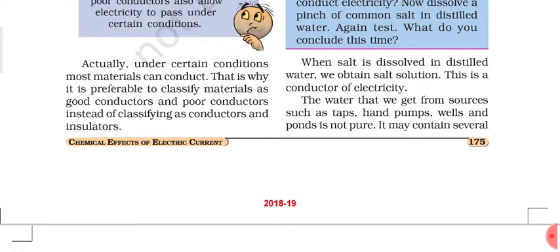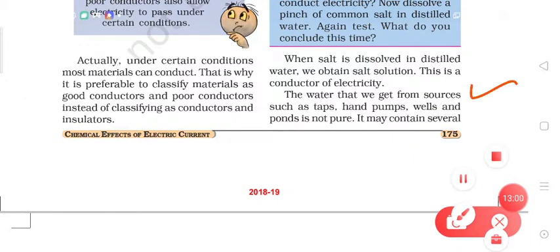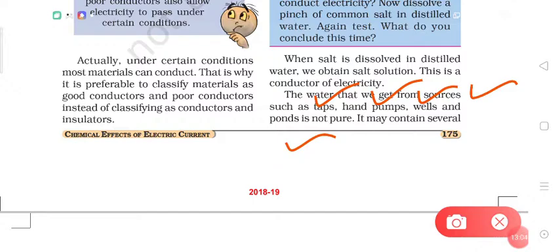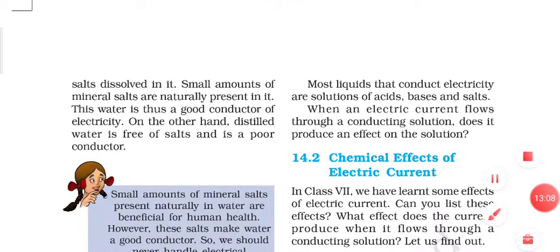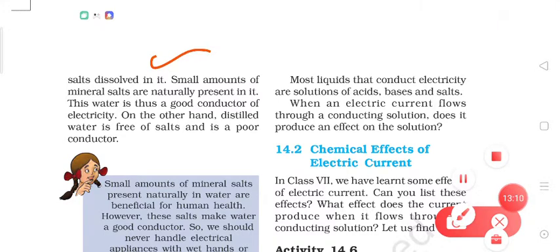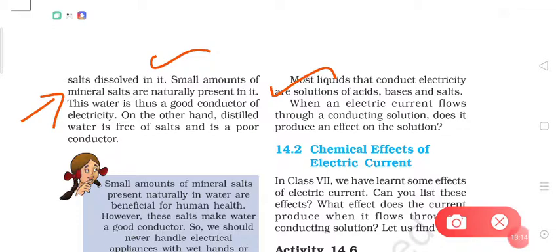So dear students, first of all, we need to think that the water which we get from sources such as tap, hand pump, wells and ponds is not pure. It may contain several salts dissolved in it. A small amount of mineral salts are naturally present in it. So this water is a good conductor of electricity. On the other hand, distilled water is free of salt and is a poor conductor.